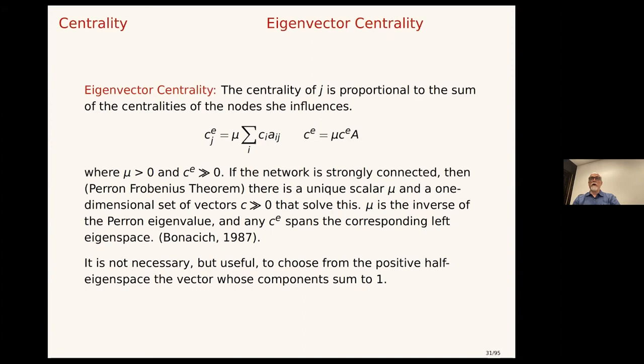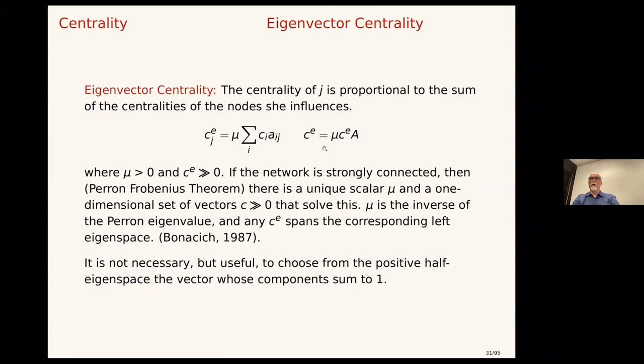Aij times Ci: Aij is the degree to which J influences I, times Ci, the centrality influence of person I. So we sum those all up for person J. We take that and then we say that our vector of centrality should be proportional to that. In vector terms, this leads to the equation on the right.